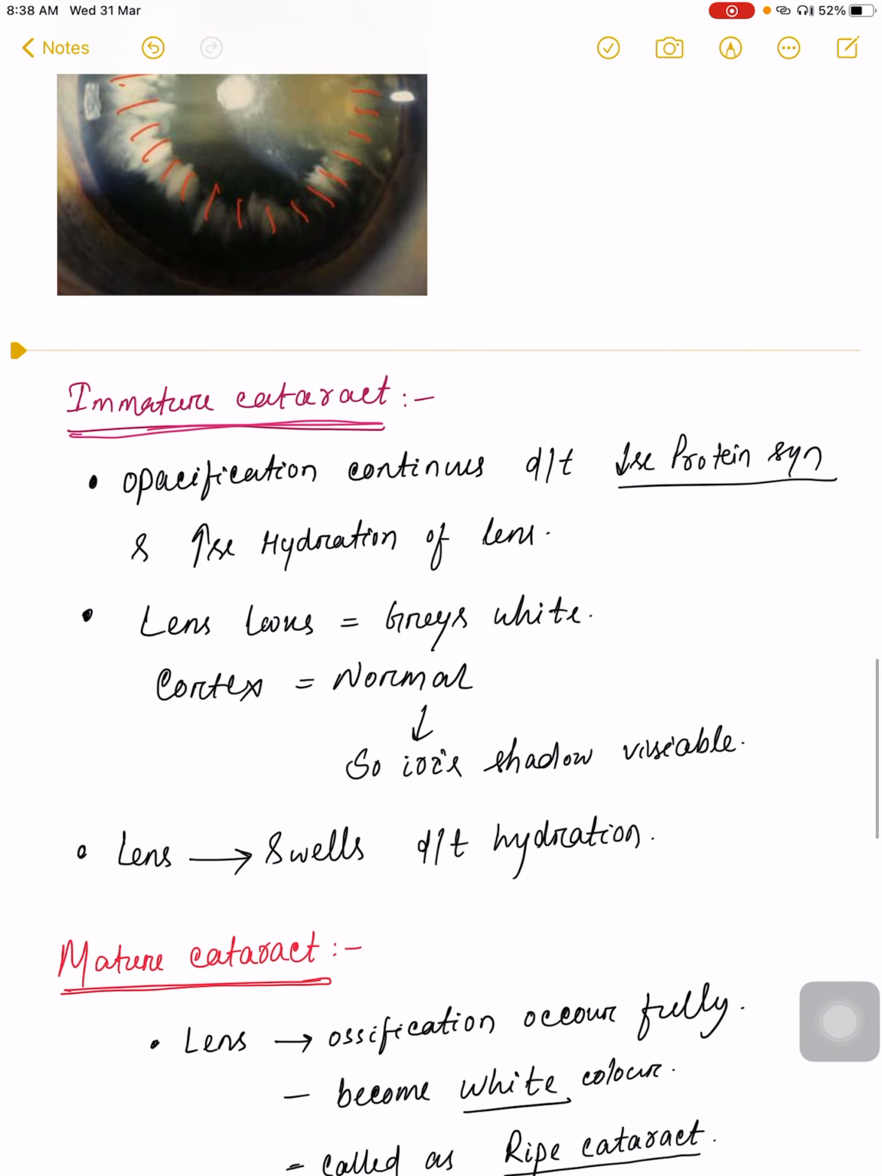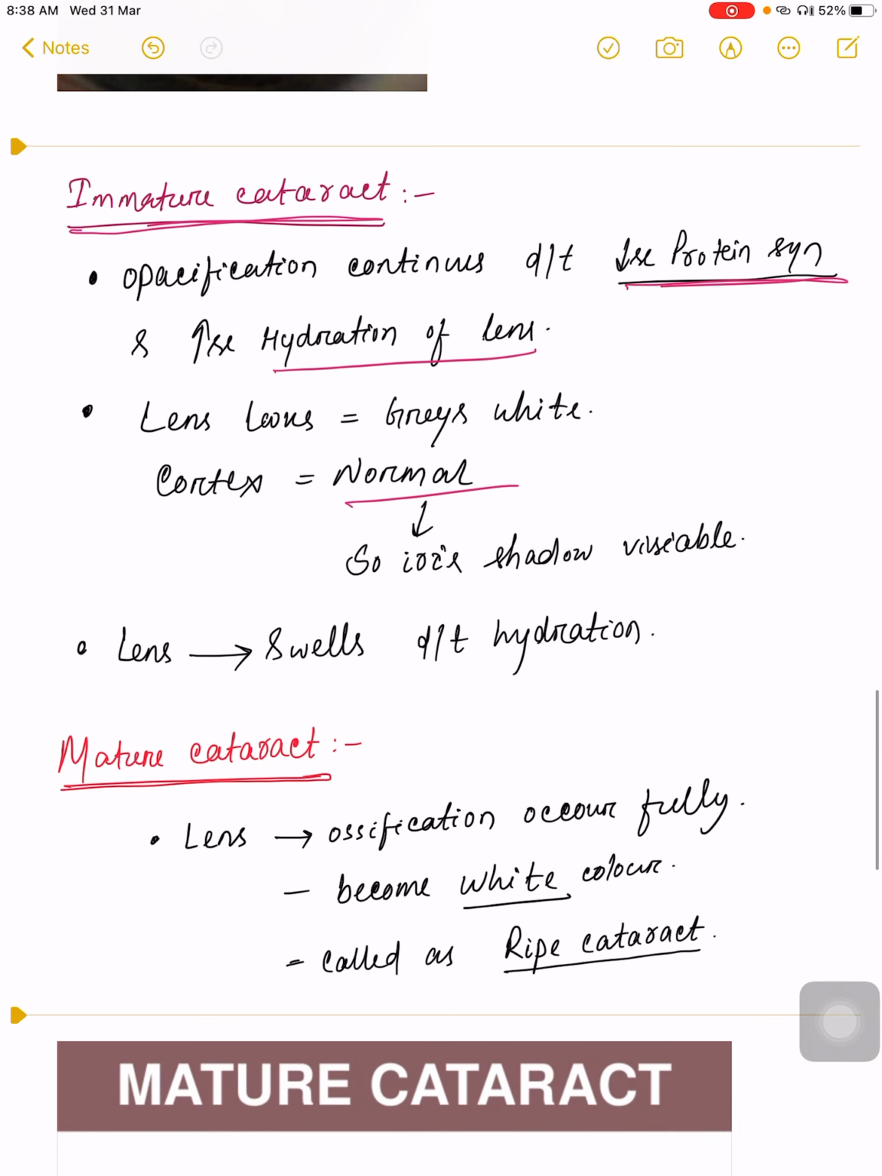Then we'll see the immature cataract. Immature cataract means the lens opacifies more and the opacification continues due to decreased protein synthesis and decreased hydration of the lens. So what happens? The lens becomes grayish white and the cortex becomes normal. So the iris shadow will be visible. You will see the iris shadow visible and the lens swells more due to more hydration.